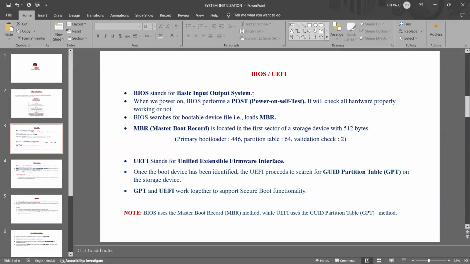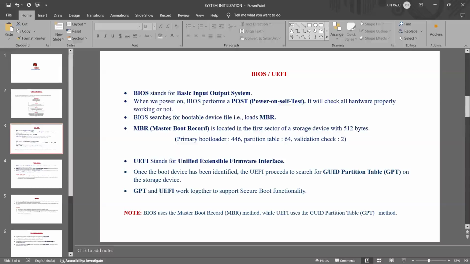On some desktops, when the hardware connections are correct, the system also gives a beep sound. When you get the beep sound, then all the hardware connections are absolutely correct. That is the meaning of the beep sound.